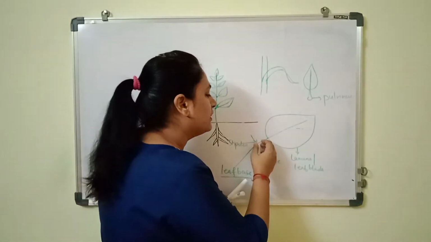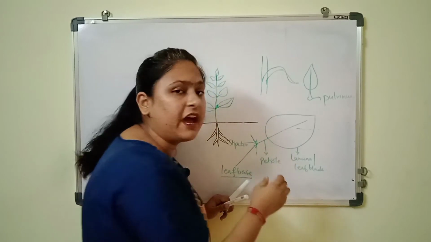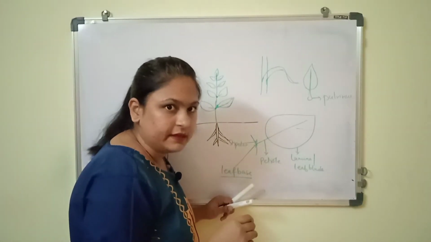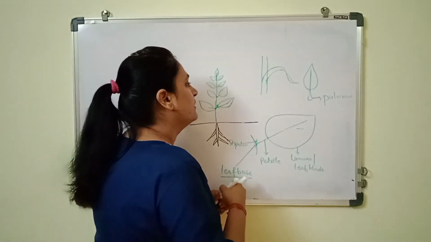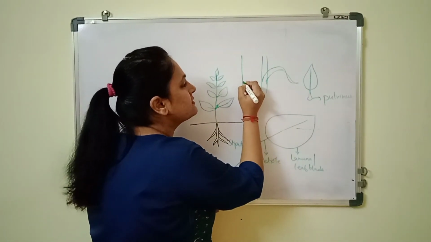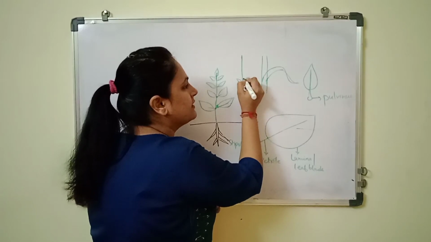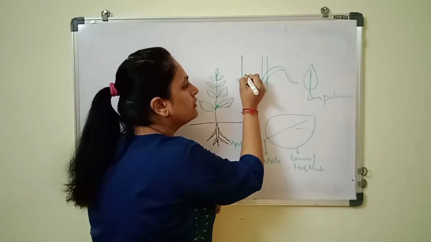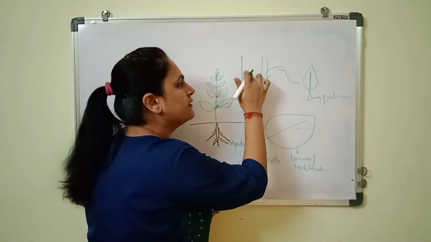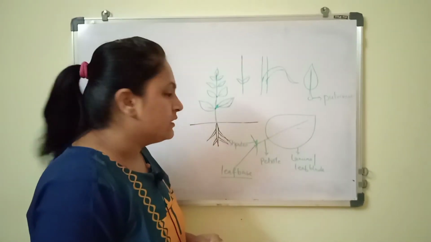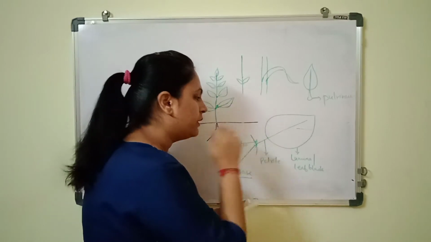The leaf which has a petiole is called petiolate, and the leaves which do not have petioles are sessile leaves. In sessile leaves, there is a stem and there is a leaf like this, with no petiole. So such leaves are called sessile. So that was about the petiole.